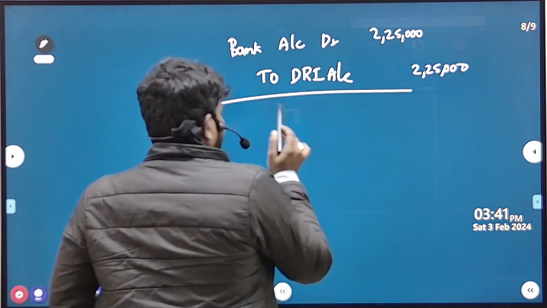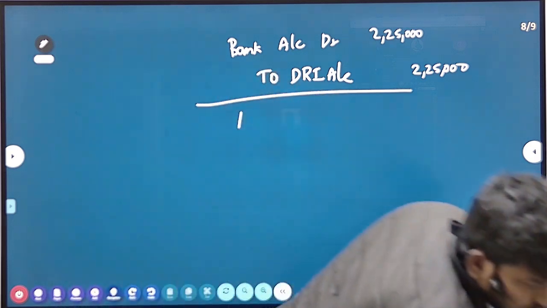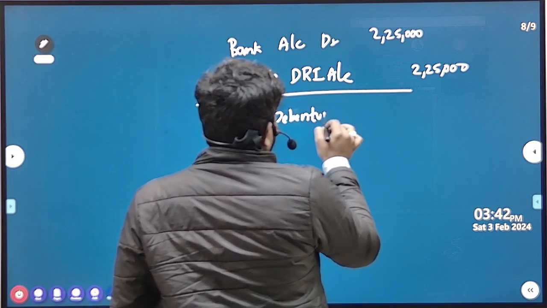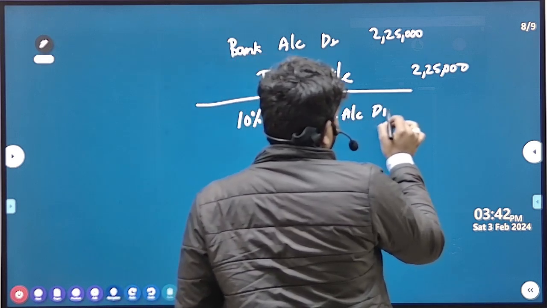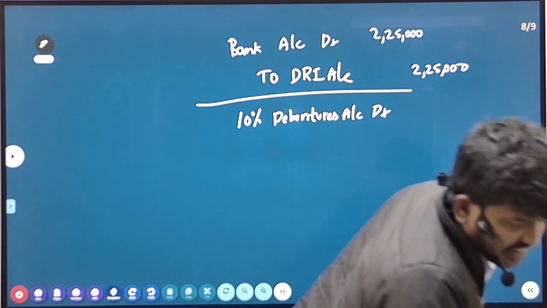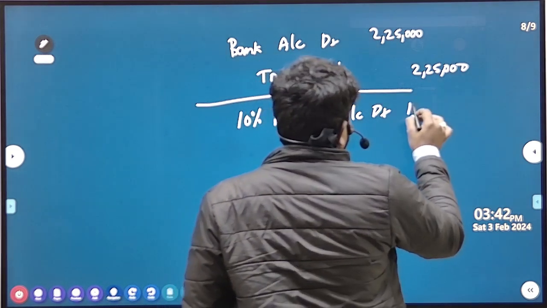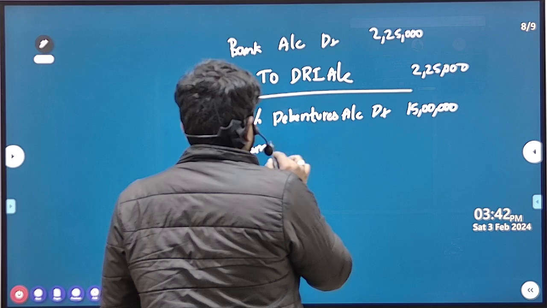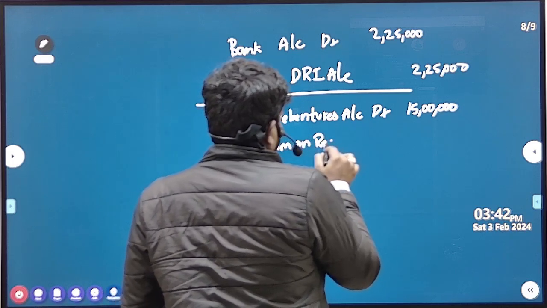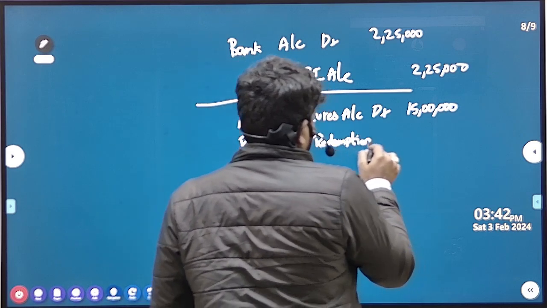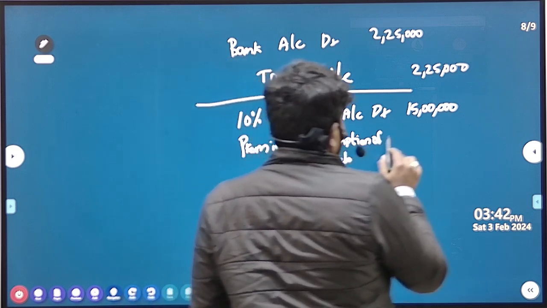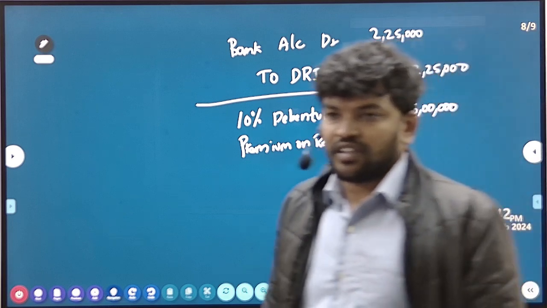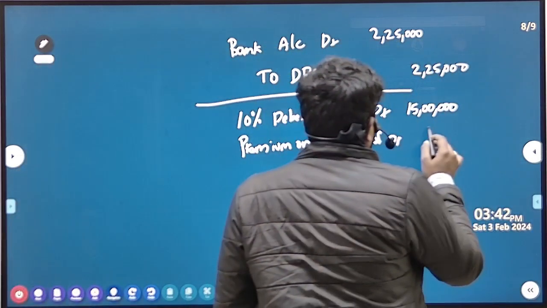Similar entry as in the earlier sum also. So how much debentures was this? 10% debentures. So 10% debentures account will be debited. How many was the total debentures? 15 lakhs. Premium on redemption of debentures. How much was the premium? 5%. Tell me the amount. 5% of 15 lakhs, how much? 75,000.